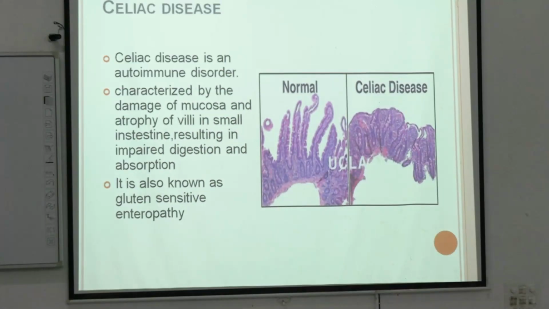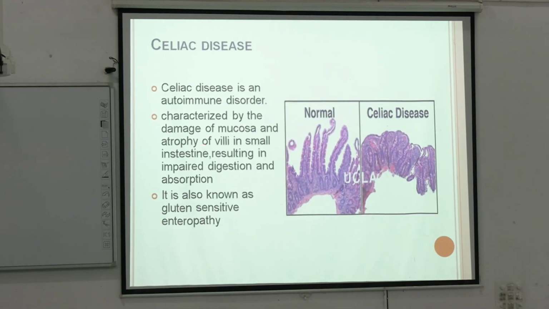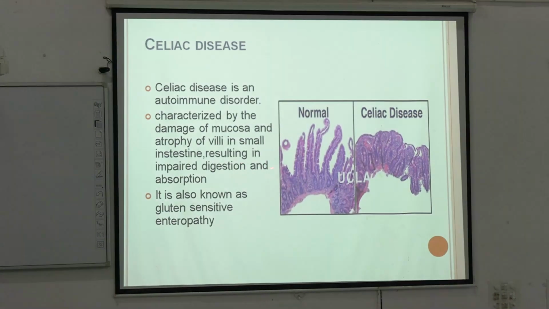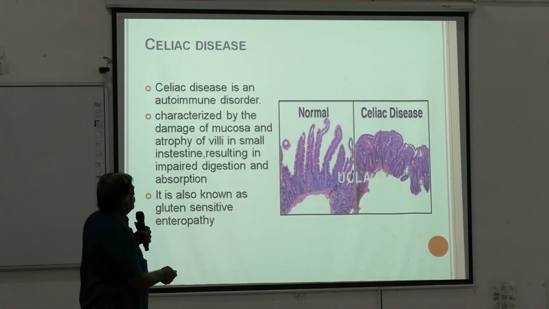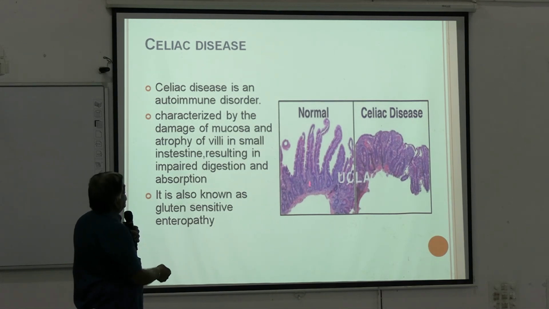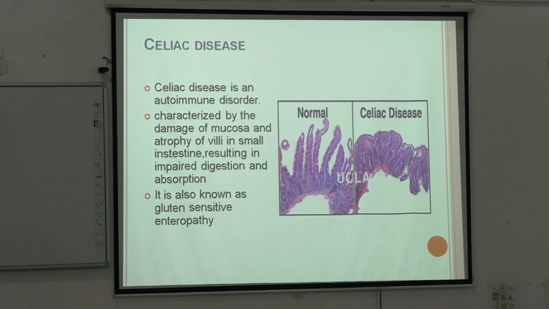Now celiac disease. Celiac disease is an autoimmune disorder characterized by the damage of mucosa and atrophy of villi in the small intestine, resulting in impaired digestion and absorption. It is also known as gluten-sensitive enteropathy. See, in normal, the histology is such, and this celiac disease is this. You see the projections of the mucosa, and you see it is in clustered form.